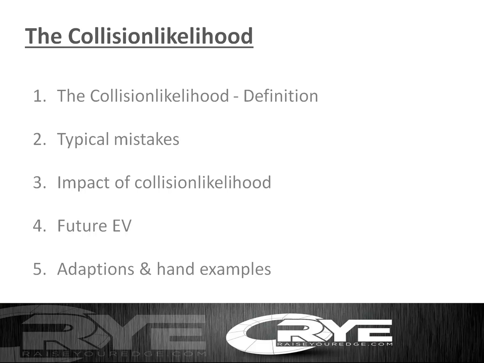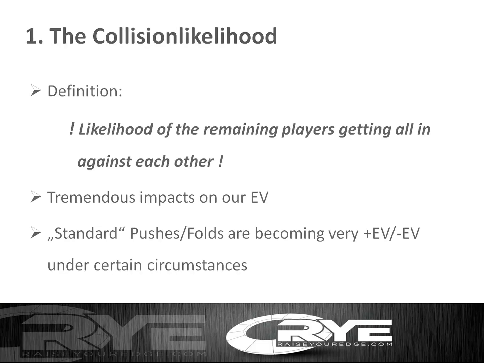So what is the collusion likelihood? This is the likelihood of the remaining players getting all in against each other. So for the collusion likelihood we need at least 2 players behind. When we are on the bubble, on the button, and we fold, how probable is it that the small blind and the big blind go all in? Or how probable is it that the small blind shoves and the big blind calls? And this has a huge impact on our EV.